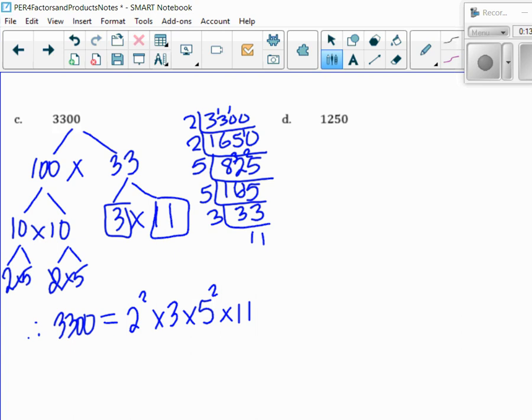So what do you think this time if the number's big? Was it easier still to do rapid division? It's a preference, whatever. Okay, so 1250. Do you want to do that one on your own? Okay, I'll give you a second to do that one.